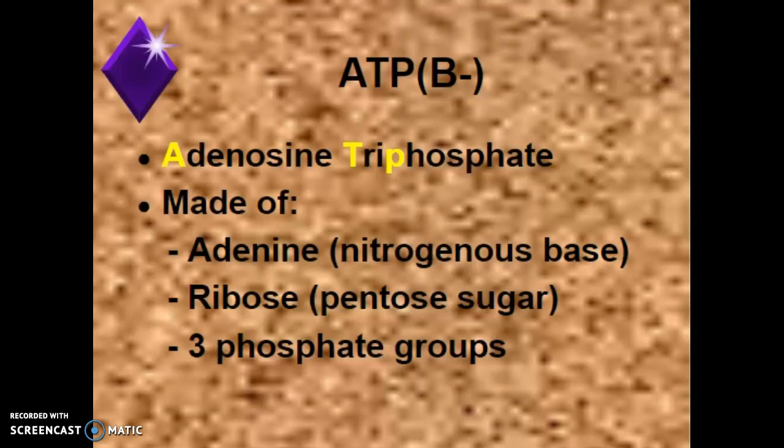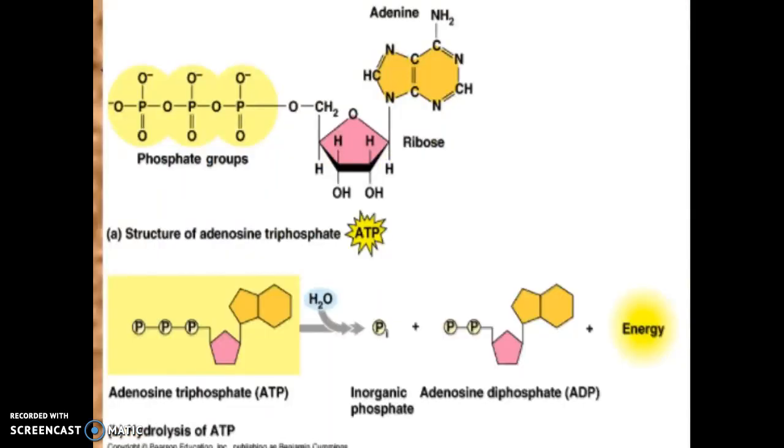Okay, ATP. I called this B- on the slide because you need to know it. I'm not directly testing you over what ATP stands for, but you better remember it from your freshman year. So ATP, adenosine triphosphate, is made of adenine, ribose, and 3 phosphates, so triphosphate. Not a shock there. Here's a couple of different pictures. So we've got ATP here. Again, there's our adenine, there's our ribose, there are our 3 phosphates.